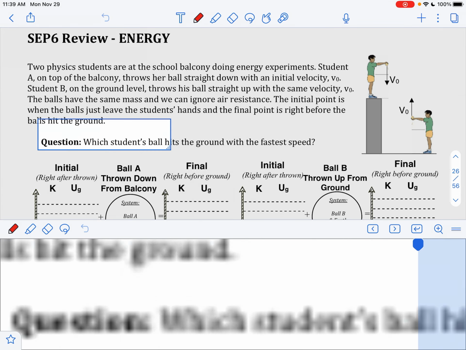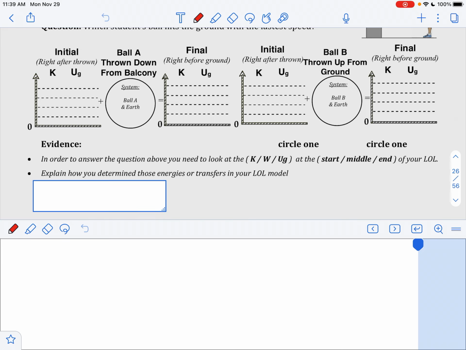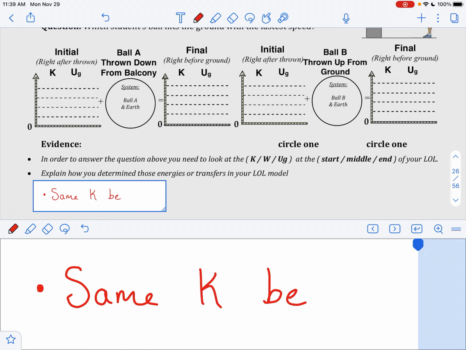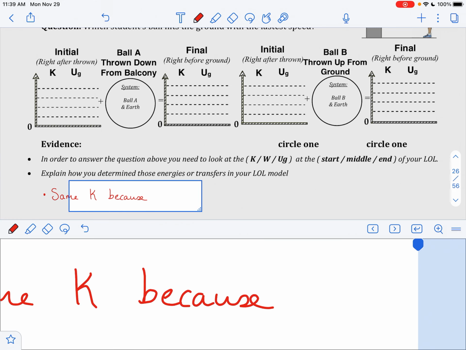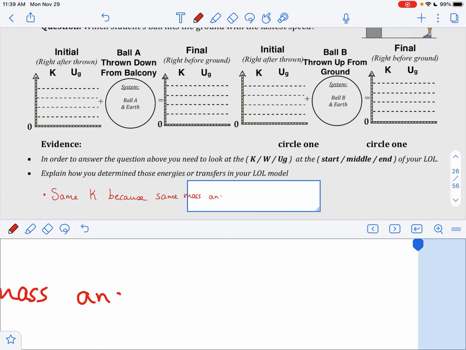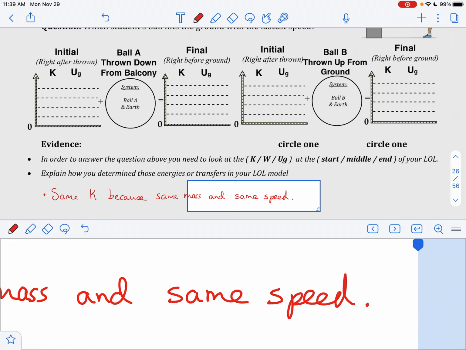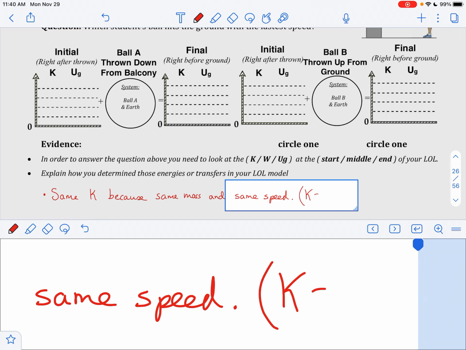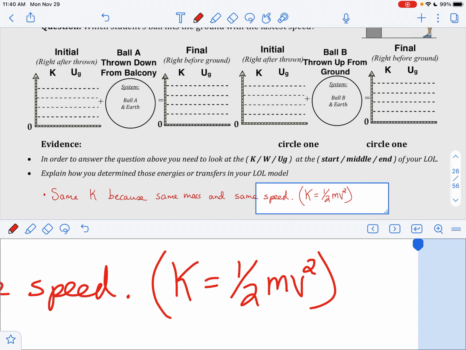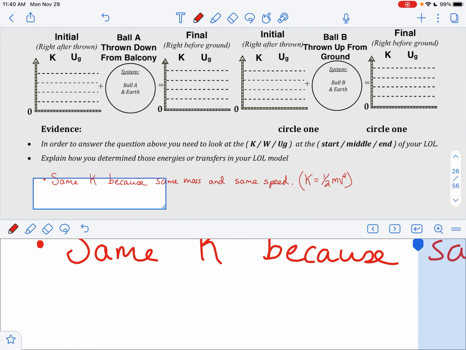The first thing we're going to say is they're going to have the exact same kinetic energy starting off. So same K. And that's because you have to have two things on here: they have the same mass and same speed. So remember, K is equal to one half mv squared. So same mass and same speed means same kinetic energy.